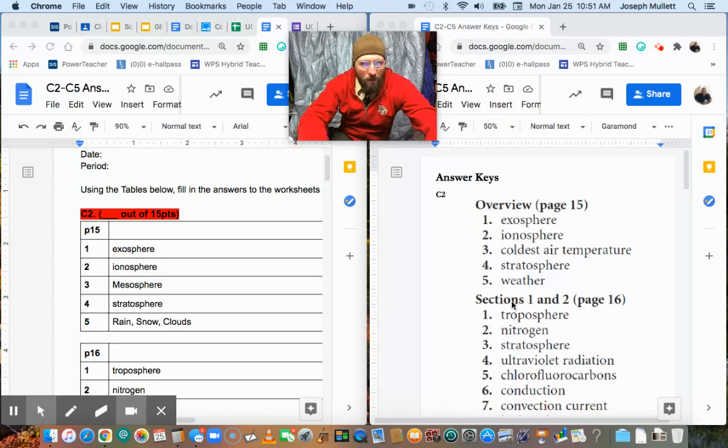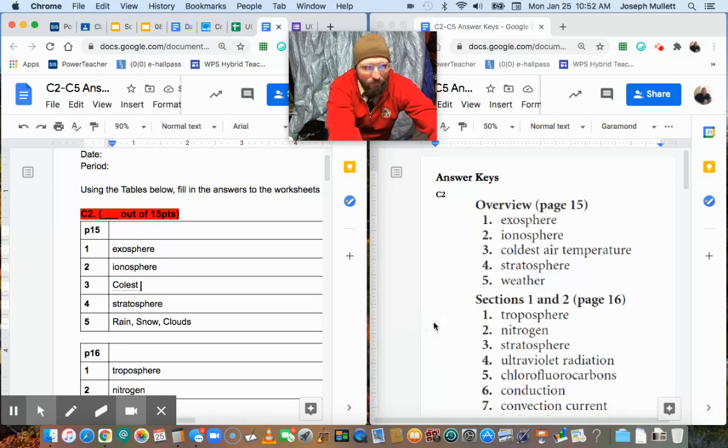So here we go. I'm going to start looking at my answers 1 through 5 over here, and I see exosphere, check. Ionosphere, check. Coldest air temperature, mesosphere. So this student happened to just use an answer that was already in the bubble and didn't look up in the answer key above the word bank and notice that one of the answers they could have used was coldest air temperature. So I would say that this one is indeed incorrect, and so we would highlight that, or are we going to change it first? We're going to type in coldest air temp. Of course, I got to get my spelling good.